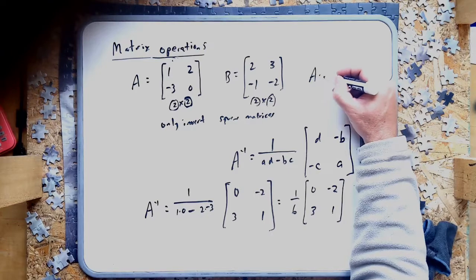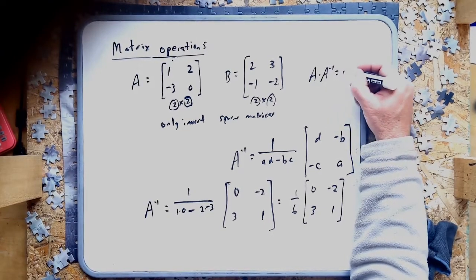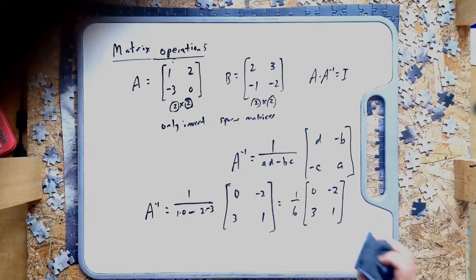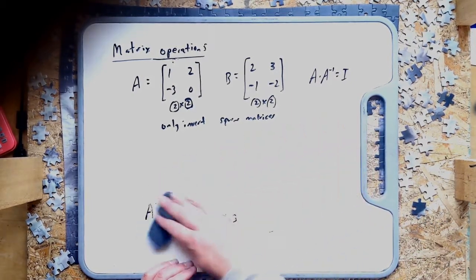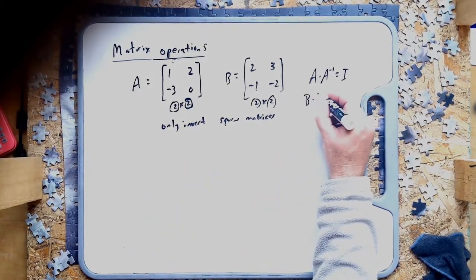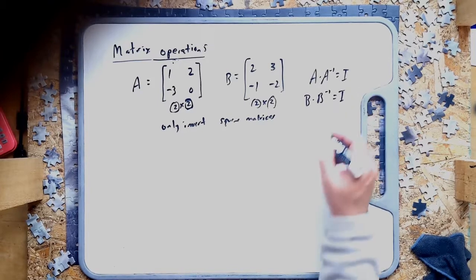Now, what is an inverse? Inverse is something, when you multiply it by the original, you get the matrix equivalent of 1, which is the identity. All right, let me do the same thing for B. Also, if I do an inverse, B times B inverse should also be I.